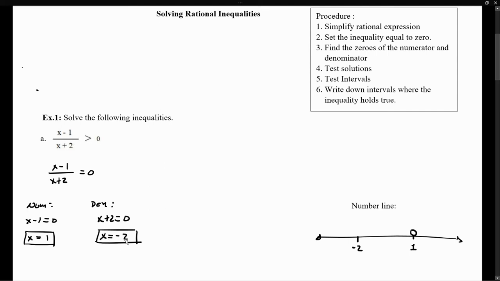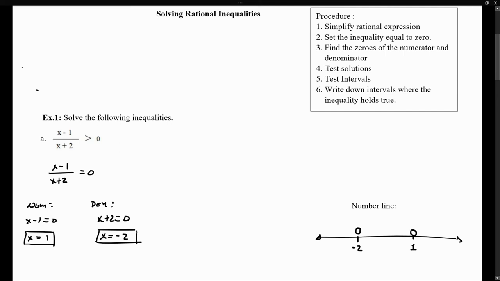Now let's check negative 2. If I plug in negative 2, my denominator is 0. So that's an undefined value. Therefore, I don't want to use it as part of my solution set, so I'm going to create another hole at negative 2. That's what we mean by testing solutions: take a look at what you have and see if it gives you a true statement under the original problem.